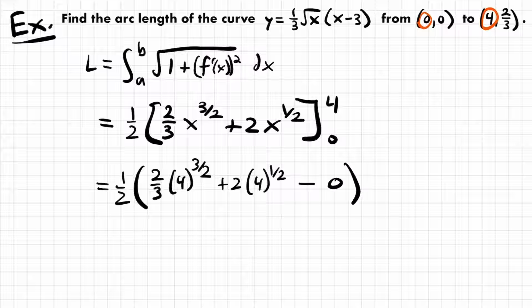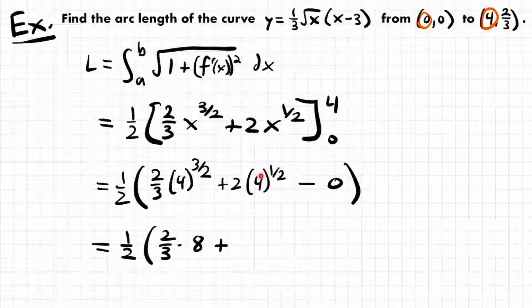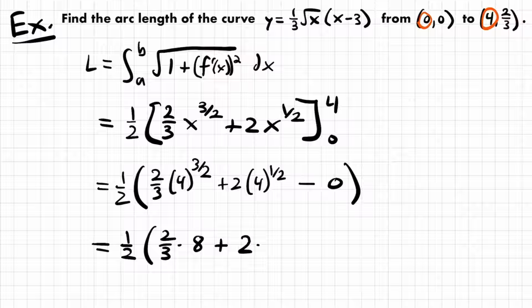Okay, and so to simplify further, this is equal to 1/2 times 2/3 times 4 to the 1/2 power cubed, right? That would be the same as 4 to the 3/2 power. We take the square root of 4 and then cube it, and so the square root of 4 is 2. And so we'll have 2 cubed right here. And 2 cubed is just equal to 8. So I'll rewrite that to be 8. So we have 2/3 times 8 plus 2 times 4 to the 1/2 power, which is just the square root of 4. So we have 2 times 2.